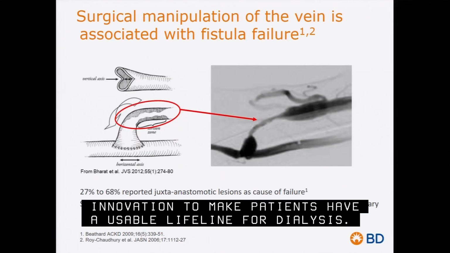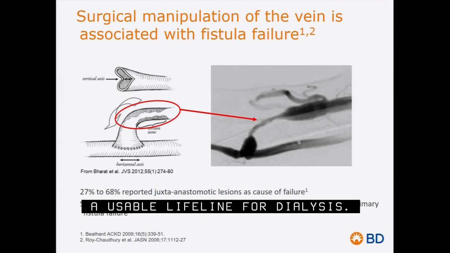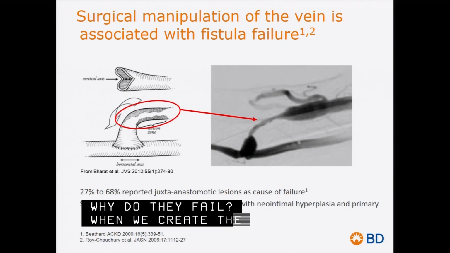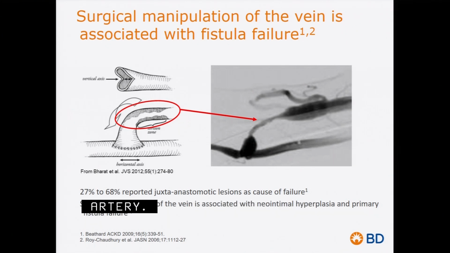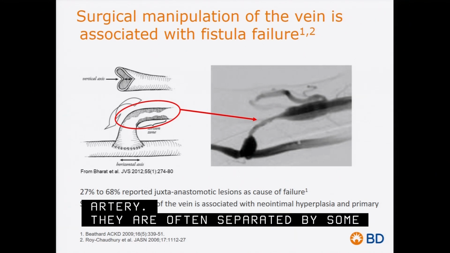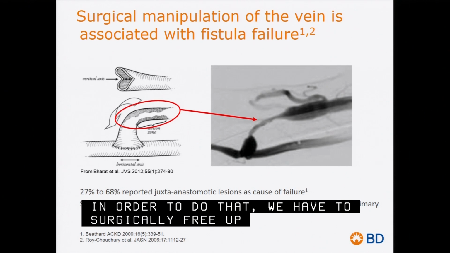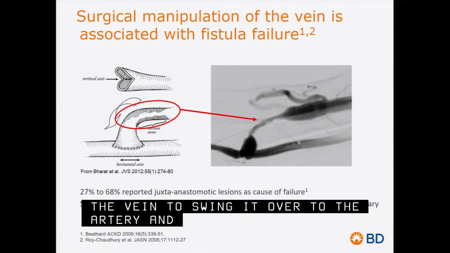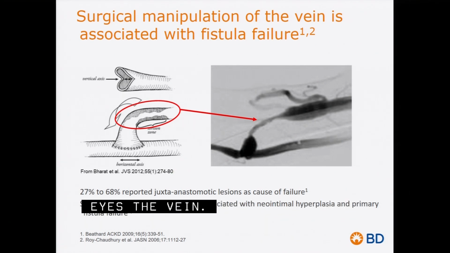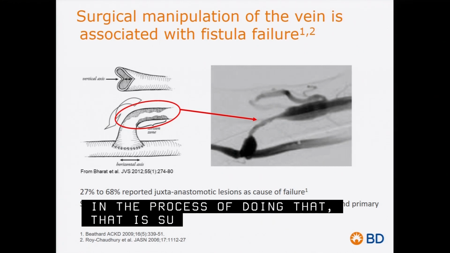When we surgically create these fistulas, what we actually have to do is move a segment of the vein over to the artery, and often they're separated by some distance. So in order to do that, we have to surgically free up that distal end of that vein so we can swing it over to the artery and make the anastomosis between the artery and vein and arterialize that vein. In the process of doing this, it's surgical trauma. That part of the vein basically becomes ischemic, and what happens frequently is this segment becomes stenotic.